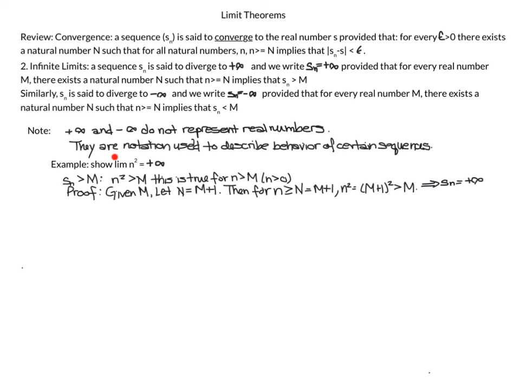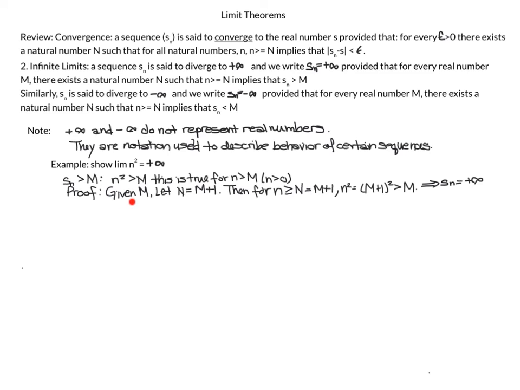Our first example is to show the limit of n squared is equal to positive infinity. In other words, no matter how large an M we choose, we can always find something in the sequence, some Sn, that is greater than M. So we're going to substitute n squared for Sn, since that's how Sn is defined. So n squared is greater than M, and we want to show this is true for some n, some natural number.